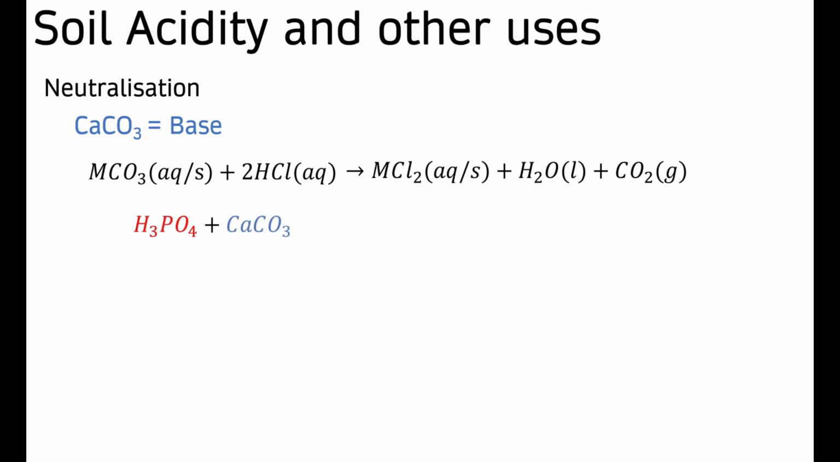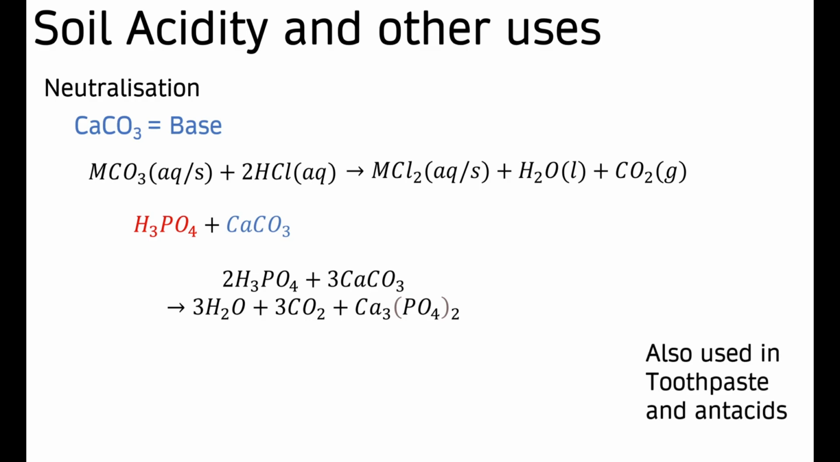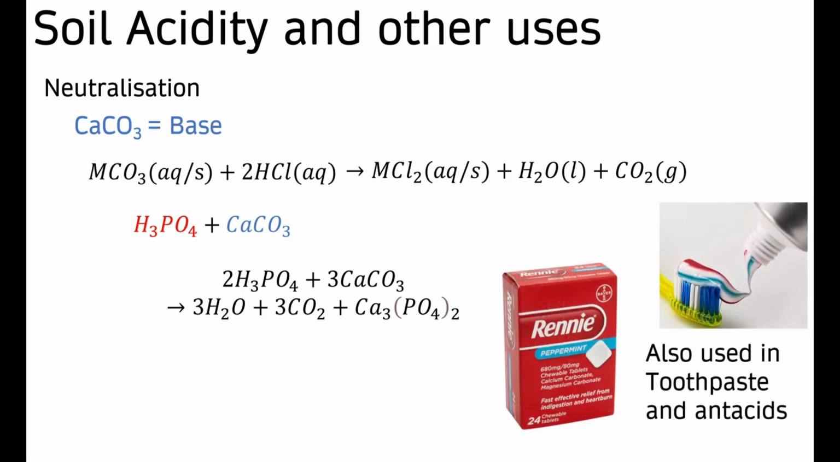Speaking of neutralizations, how about you try and balance this reaction out between phosphoric acid and calcium carbonate? All done? Well, we have 2 phosphoric acids and 3 calcium carbonates, make 3 waters, 3 carbon dioxides, and a Ca3(PO4)2. A few other uses are antacids, because it can neutralize stomach acid, and toothpaste.